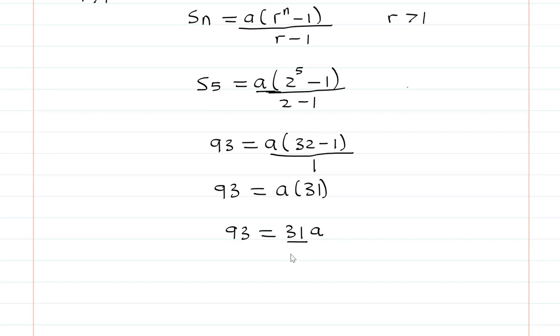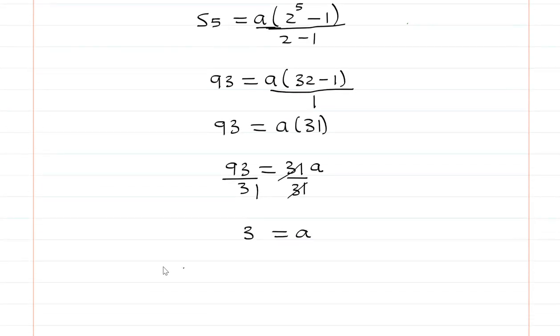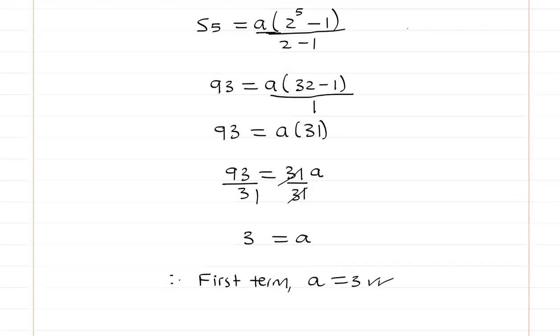Remember, we are looking for A, so we divide both sides by 31. Those will cancel. So our A becomes 93 divided by 31. I'm getting 3. Therefore, the first term for this GP is 3. And that makes the solution.